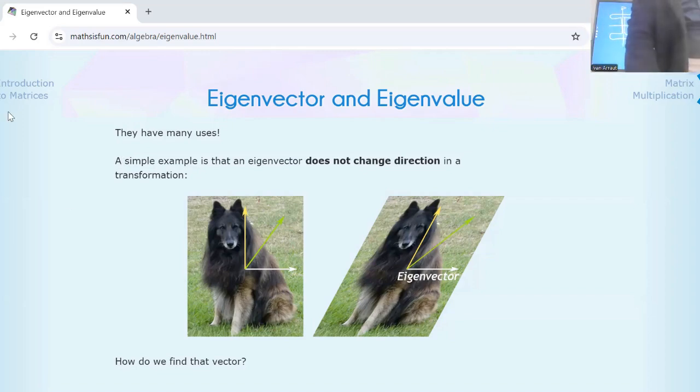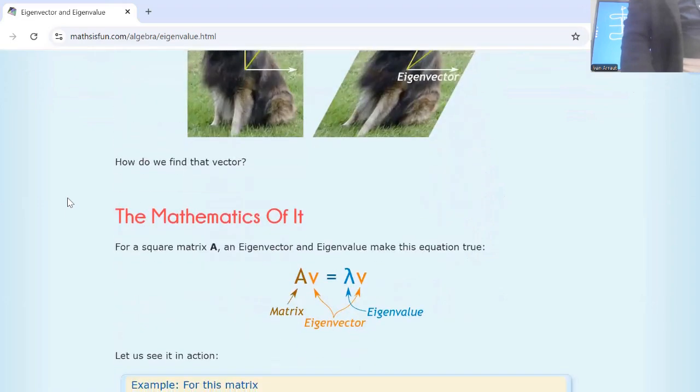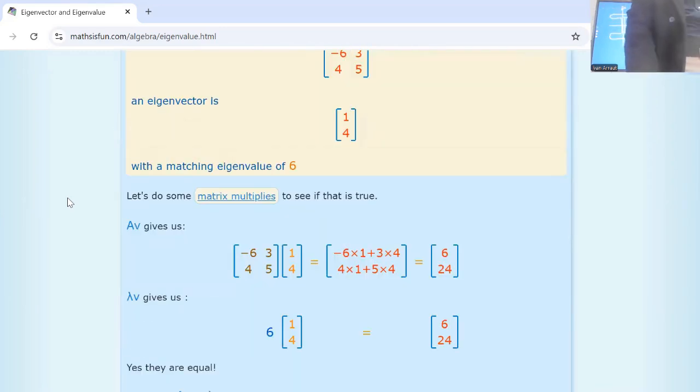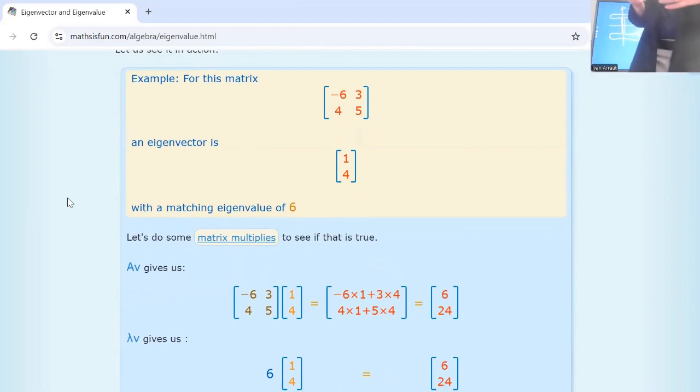We will use for that the properties of the matrices which we were teaching before. An eigenvector and an eigenvalue are defined as follows. You have a matrix A, you multiply by a vector. If that vector is an eigenvector, this product is equal to one number times the vector. So I give you one number. An example of that is the following. This matrix has one eigenvector, this one, and the eigenvalue is 6.